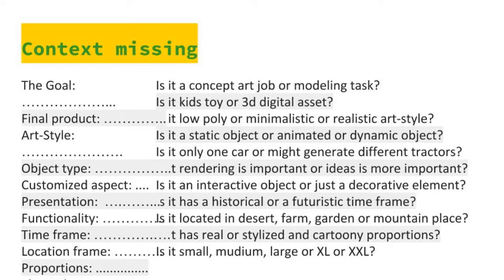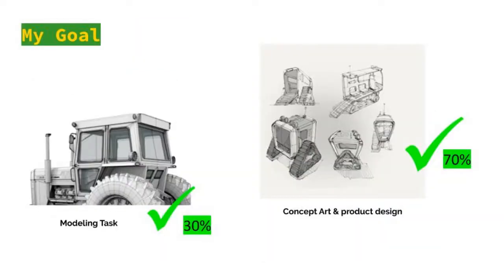I feel it makes sense to think about the context for this art piece. Then I tried to put a lot of questions in front of myself regarding the final product, the art style, object type, functionality, location frame, time frame, proportions, the scale, everything. By answering those questions, I get constraints, and then I can work easily later on. My goal in this task is 30% modeling and 70% concept and product design.